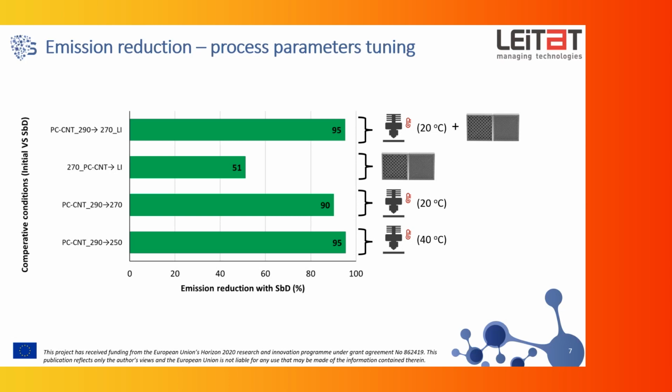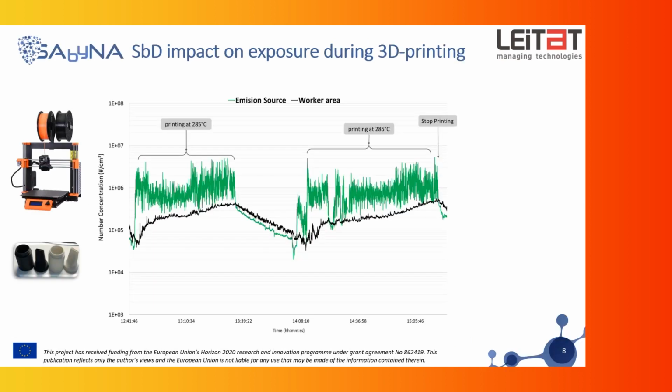So we can see that the nozzle temperature is the main driver, the most efficient parameter to be tuned in order to reduce emissions. But if you combine it with the infill density, you might have constructive results, although you cannot average or sum it up exactly.